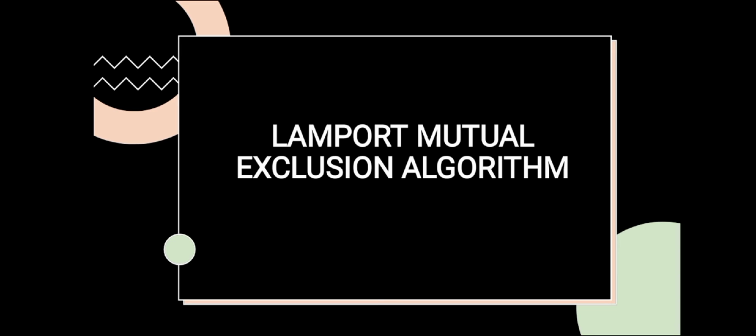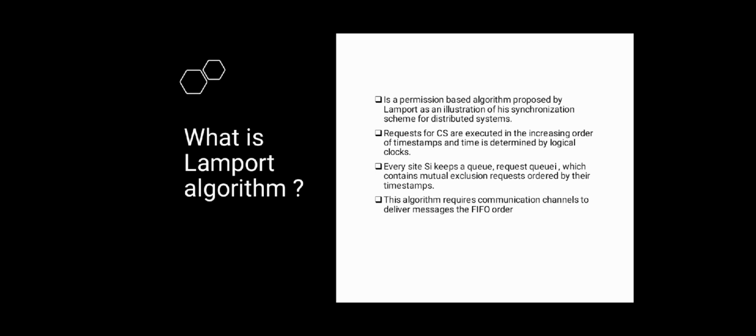Lamport Mutual Exclusion Algorithm. What is the Lamport algorithm? It is a permission-based algorithm proposed by Lamport as an illustration of his synchronization scheme for distributed systems. Requests for CS are executed in the increasing order of timestamp, and time is determined by a logical clock. Every site Si keeps a request queue, which contains mutual exclusion requests ordered by their timestamp. This algorithm requires the communication channel to deliver messages in FIFO order.